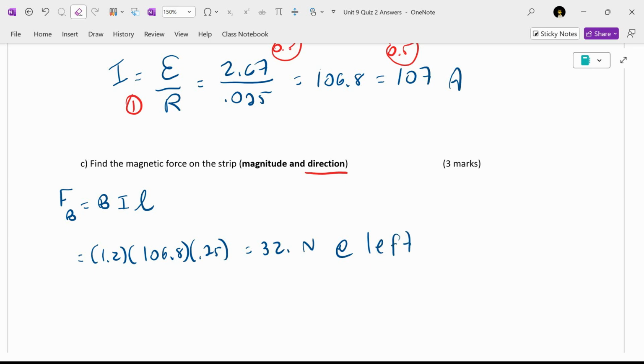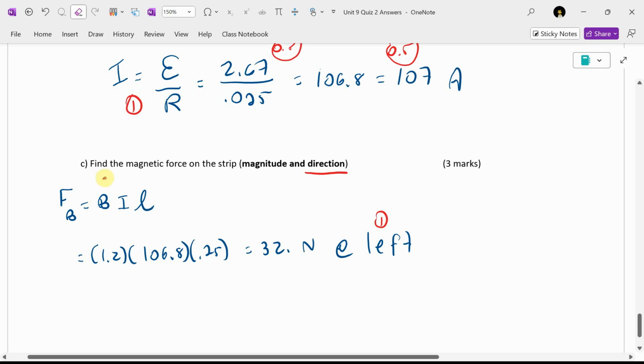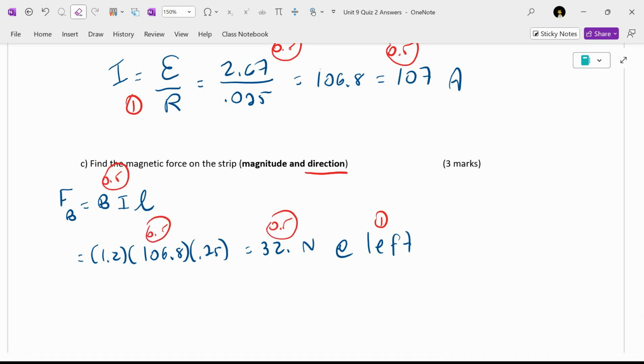You don't have to put the at symbol, to the left. So I would give you 1 mark for the direction. I would give you a half mark for BIL, a half mark for the numbers, and a half mark for the answer. No, 1 mark for the answer, Mr. Dueck.